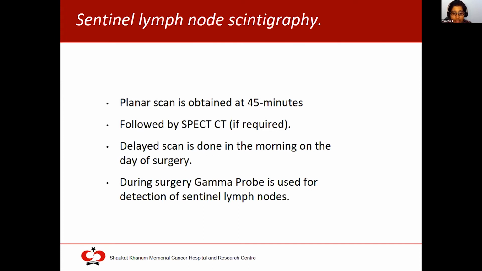If the scan is not clear, a SPECT CT is performed. If the sentinel node is not visualized, then a delayed scan is performed on the morning of the day of the surgery. During surgery, peroperatively, the gamma probe is used for detection of sentinel lymph nodes. The gamma probe is a smaller version of a gamma camera with a collimator attached. It is very sensitive in localizing the sentinel lymph node.